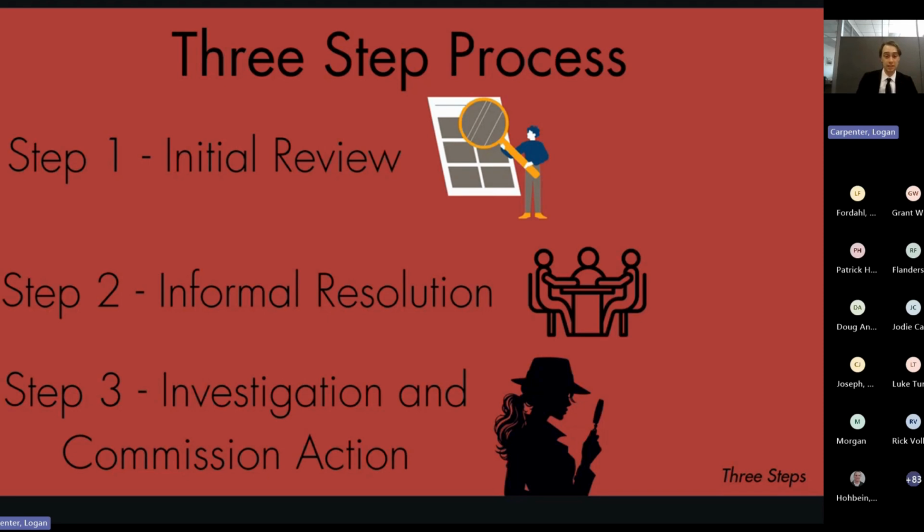The commission does not take a position on the matters presented in the complaint until the final step in step 3, where the commission is taking action on the complaint. The commission is required by statute and its own rules to notify a respondent within 30 days that a complaint has been filed against the respondent. So let's turn to step 1.